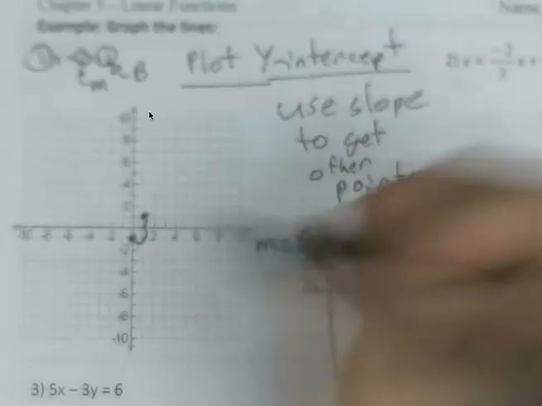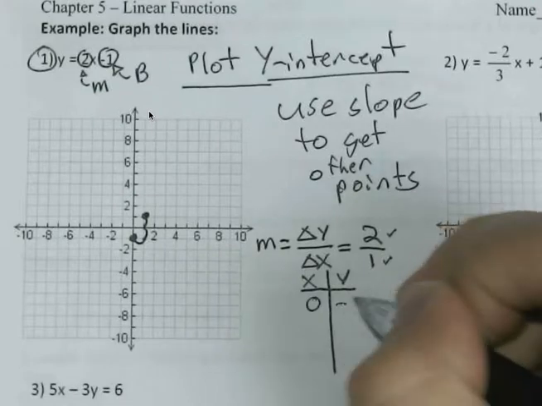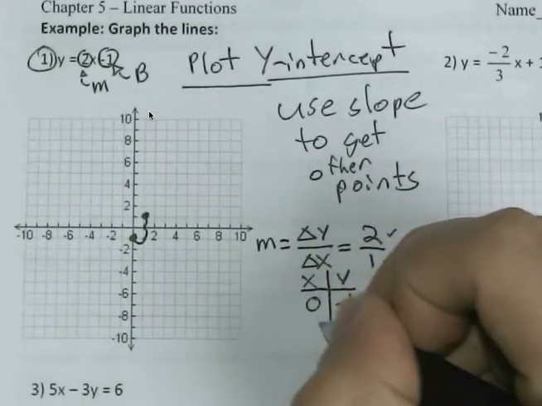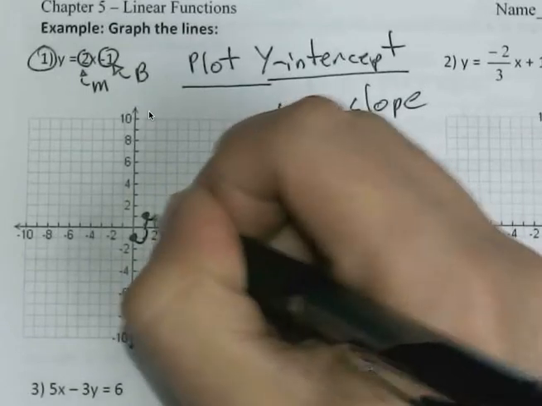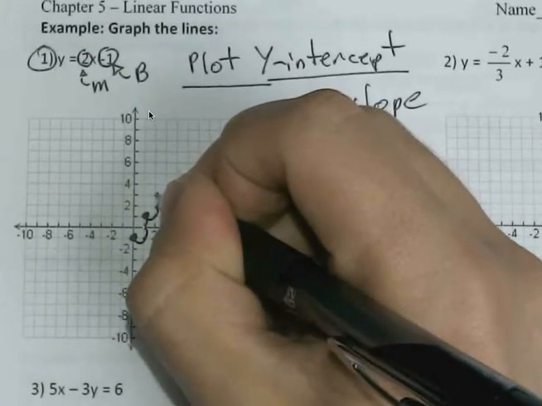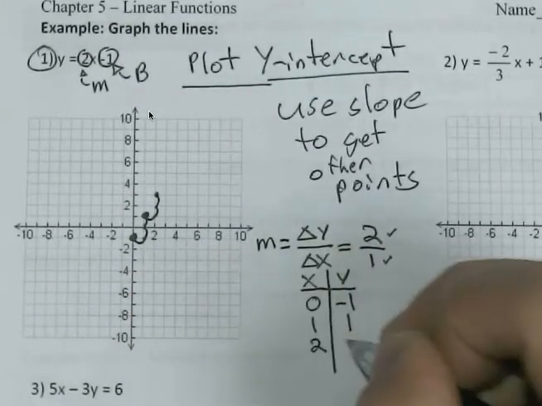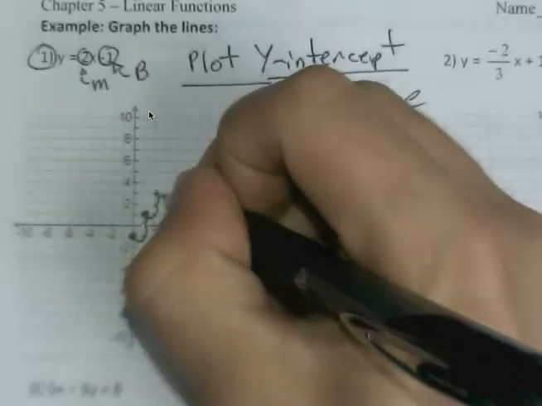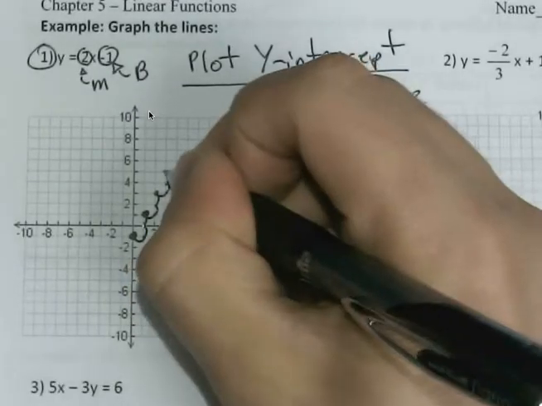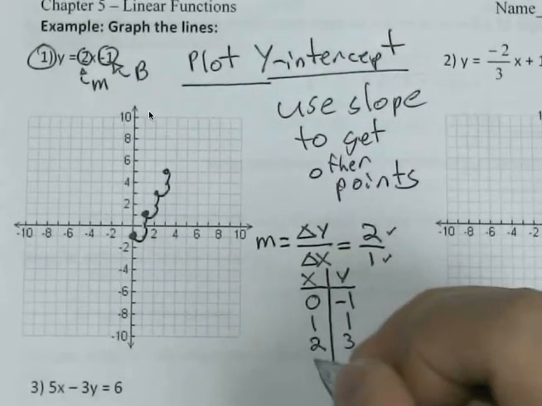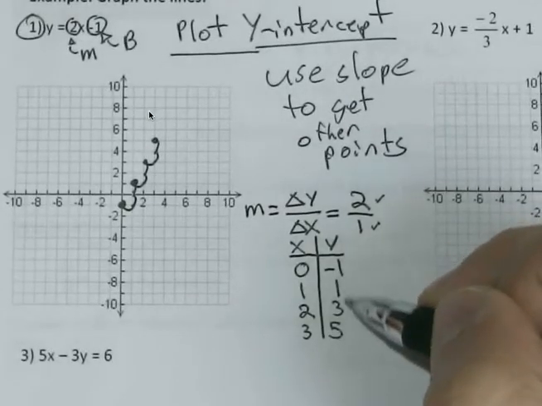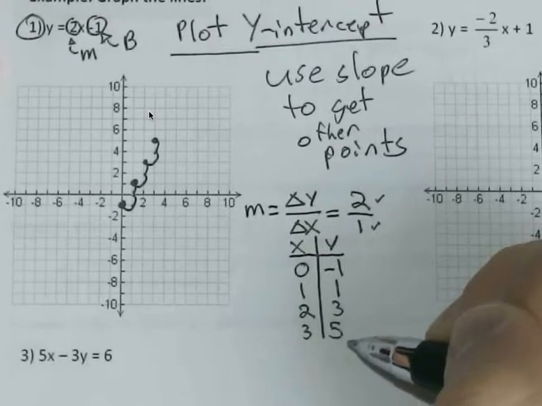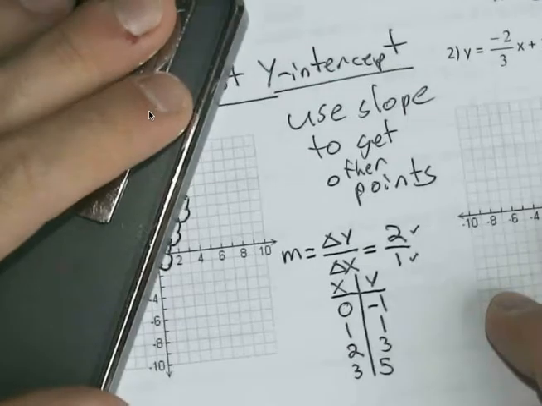So one point that we have is (0, -1). The new point that we just developed was (1, 1). We could keep this going, move over 1, move up 2. Another point's now (2, 3). Move over 1, up 2. This new point's now (3, 5). And you can probably start to see the pattern here of what's going on, but let's first graph this just to make sure that we fulfill the problem.